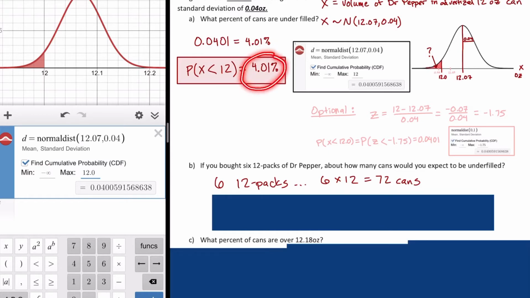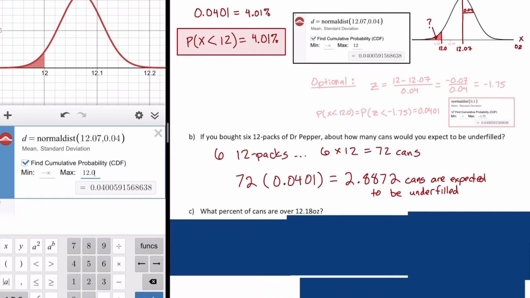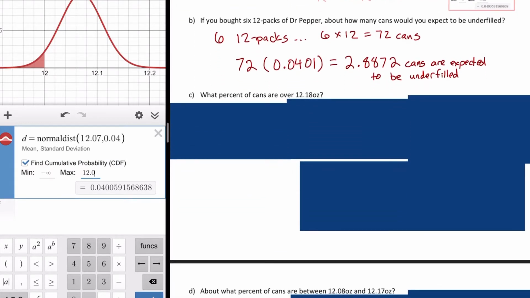Well, that's that 4.1%. So if about 4% of 72 is underfilled, how do I find that number? Well, I'll do 72 times 0.0401. Remember, when we do multiplication, we have to do it with the multiplication percents. We have to do it at the proportion level. And we end up with about 2.88272 cans. So about 2.89 cans we would expect to be underfilled. And in this case, it's okay for that to be a decimal approximation because this is what we expect to happen on average. All right, next, what percent of cans are over 12.18 ounces?